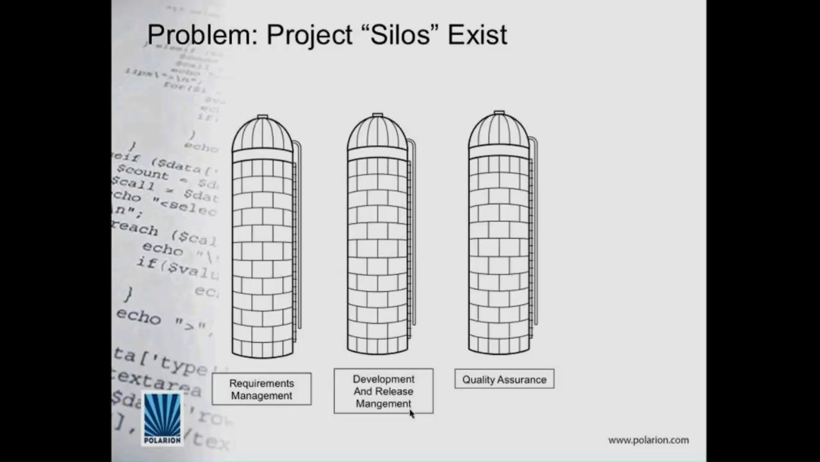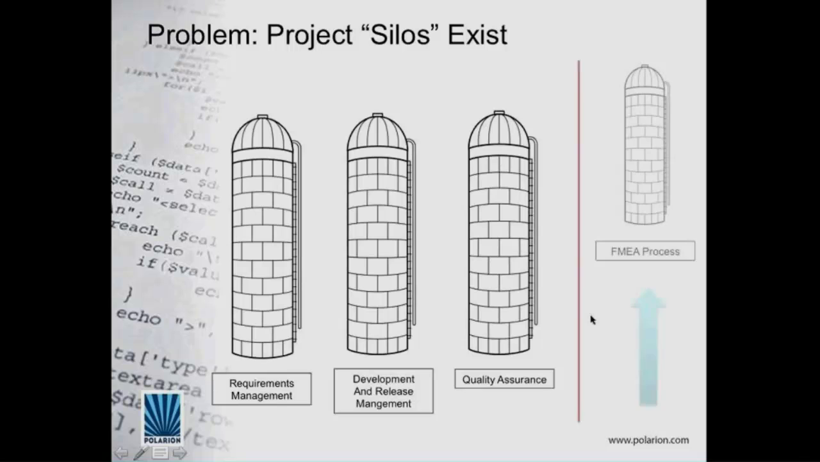So the problem is that these project silos exist within our product development. Requirements management often lives in its own silo where requirements are elicited. Development and release management happens in the development organization where there's often not enough communication back and forth. And testing and quality assurance happens in its own silo. So we're effectively adding a fourth major silo of risk management.